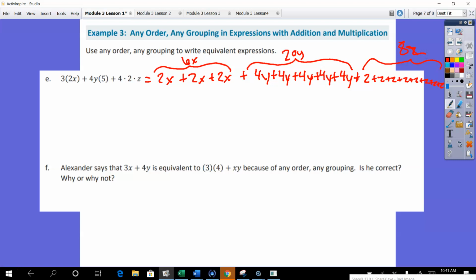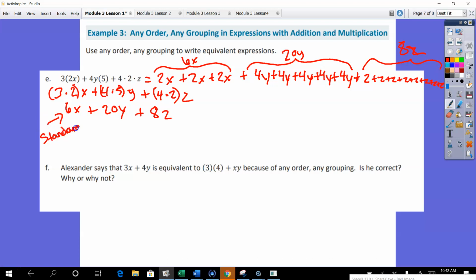Okay, so how we would be able to show that is we're doing 3 times 2. We're regrouping it times x, which is 6x. And then here we're doing 4 times 5 first, and then y, so plus 20y. And then we already can see we have the 4 times 2, so plus 4 times 2. I'm just showing what I'm doing first with the parentheses, times z, plus, so 4 times 2 is 8z. Now I have x, y, and z. They are not the same, and so therefore I can't do any more combining. So this would be our standard form. This would be expanded.